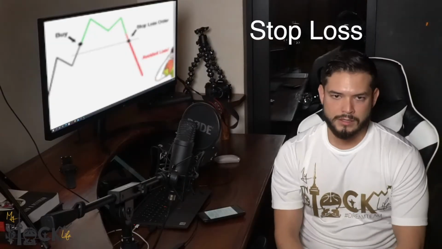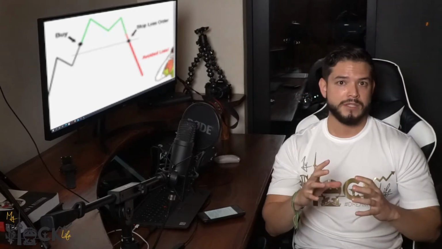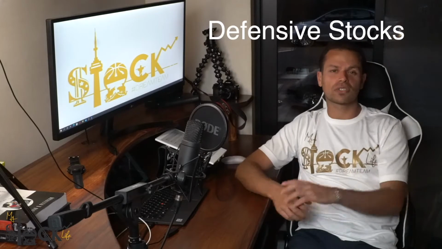Stop loss, it's a really good tool you use. It's going to save your ass. It basically helps you exit a position if it's not going your way. Defensive stocks are stocks that basically don't change with the market trends because people continuously need to use the assets that they are related to.